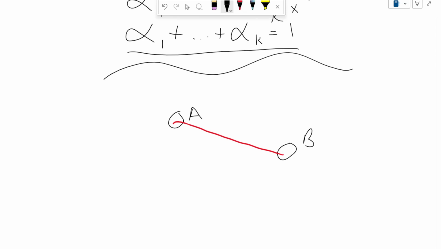But actually, if you allow the alphas to be negative, it turns out that you can just keep going and going and going. You can go on forever and ever. And so this line is actually going to be the set of all possible affine combinations of A and B. Right? So basically, you take the line segment between A and B, and you just extend it forever. And that's going to give you all possible affine combinations.